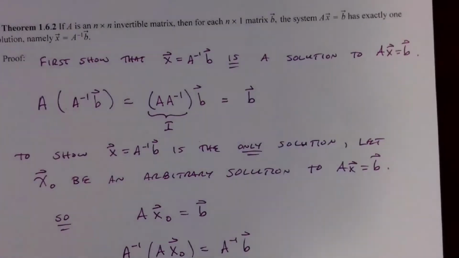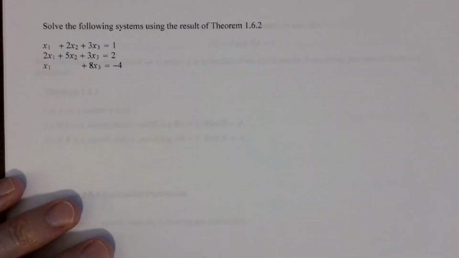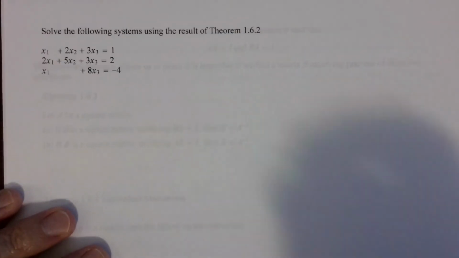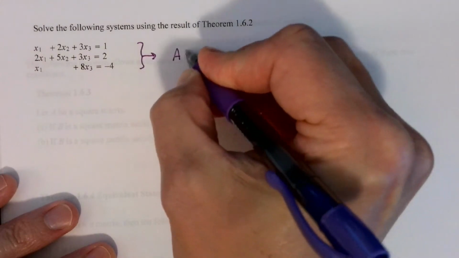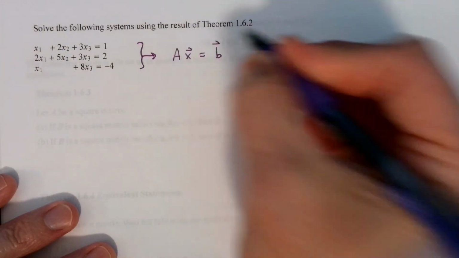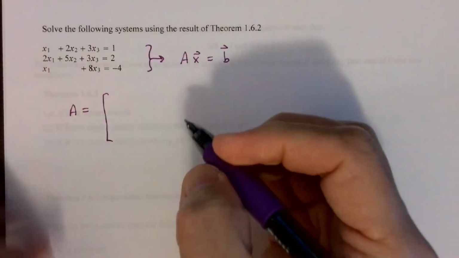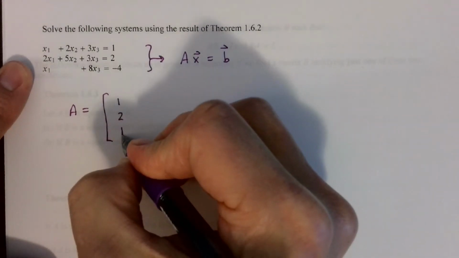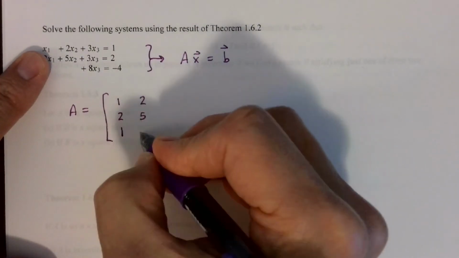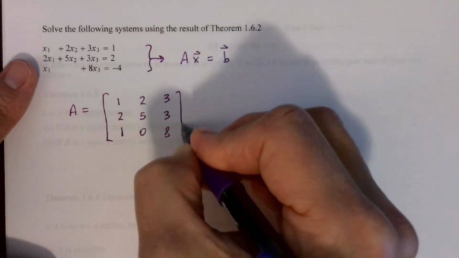Let me give you an example of that then. So let's illustrate this in the following situation, using the result of this theorem. This system here, right, of linear equations can be written this way. So this is what this means, right? What is the matrix A? It's the 3 by 3 coefficient matrix. Let's grab the coefficients here. Coefficients are 1, 2, 1 for x sub 1, 2, 5, 0 for x sub 2, and 3, 3, 8 for x sub 3.